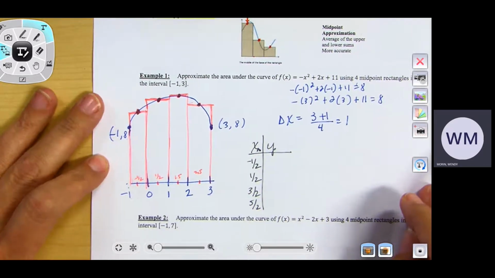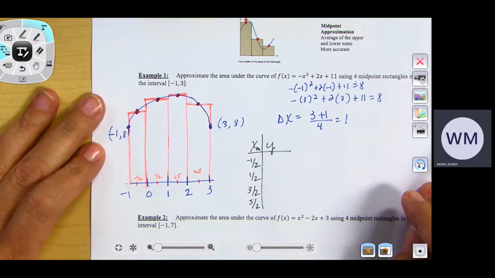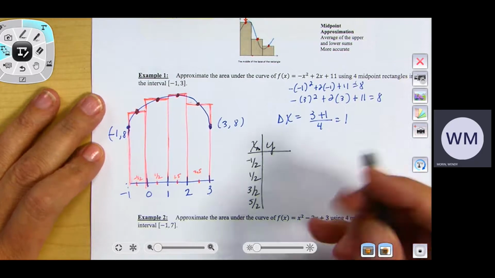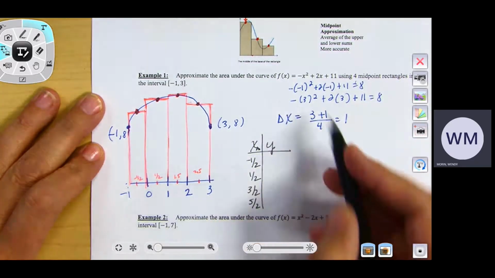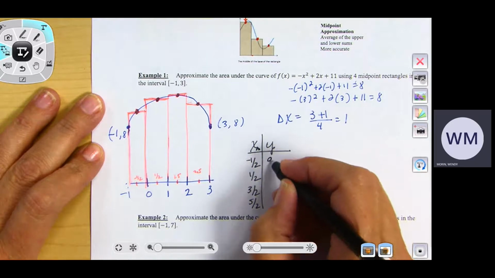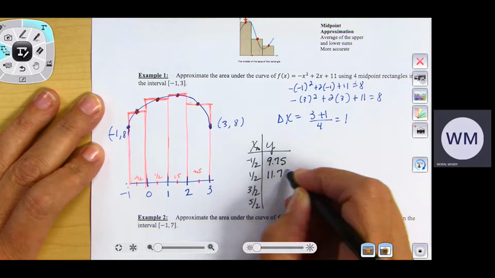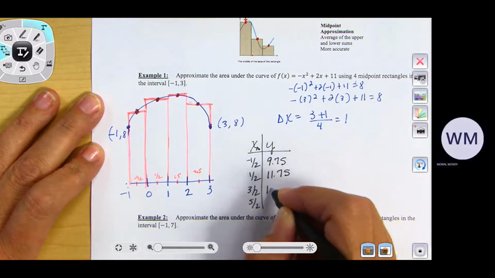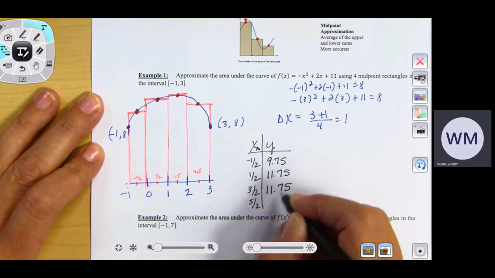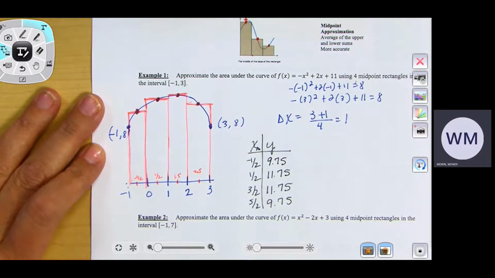Again, a graphing calculator is fine. I would not expect you to do that without a calculator. So plug that in to find the actual y value. You're going to get 9.75, 11.75, another 11.75, and 9.75. So that would make sense.